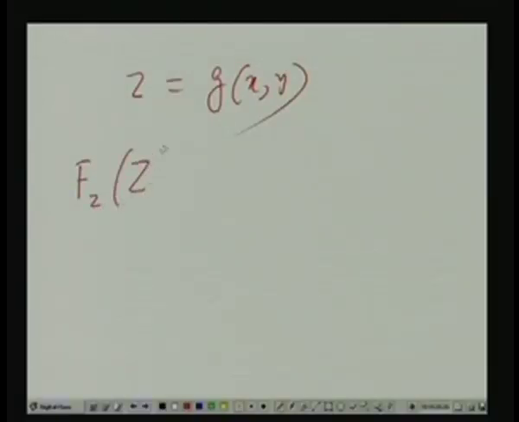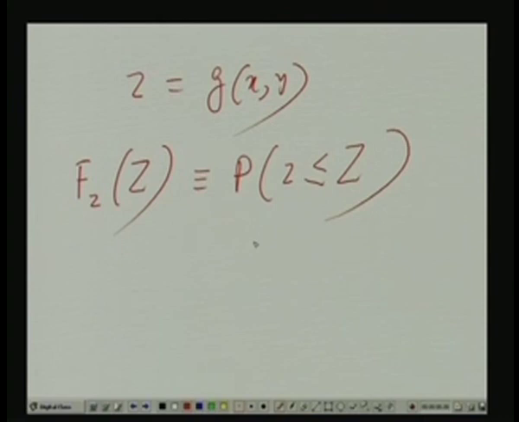So, I have to find out the probability density of z, or maybe the probability distribution of z, to start with. That is, I have to find out F_Z(Z). So, capital Z is some number given to us, but what is F_Z(Z)? That is the probability of small z taking a value less than or equal to capital Z.